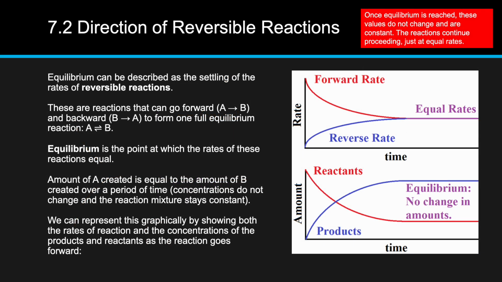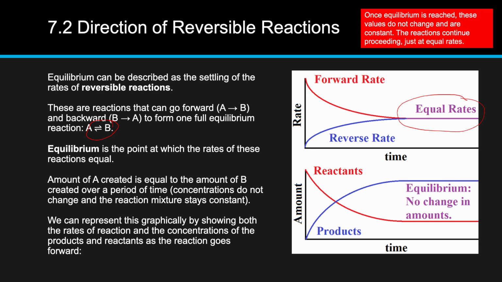So let's sum up what we've learned so far, just to make sure we're all on the same page. Equilibrium can be described as the settling of the rates of reversible reactions. If we're talking about something very basic, like A forming B and B forming A, you have two reactions. You can go forward, A to B, or backwards, B to A, and that forms one full equilibrium reaction. Equilibrium is the point at which the rates of these reactions are equal, which you can see in the rate versus time graph.